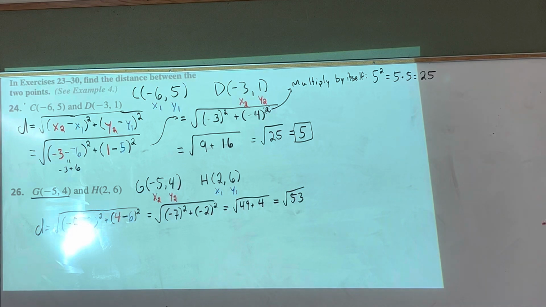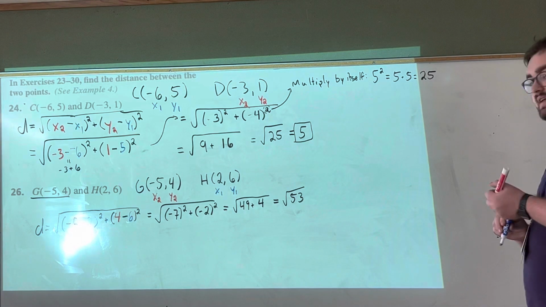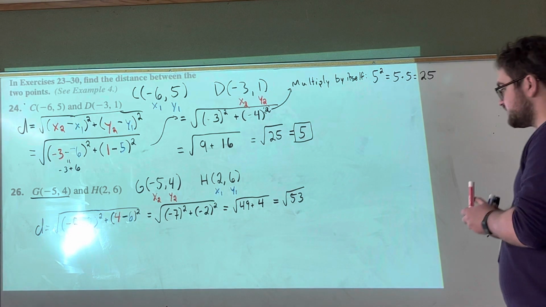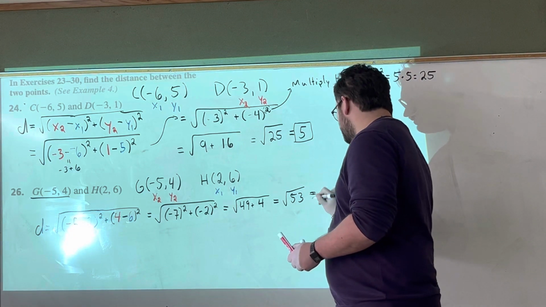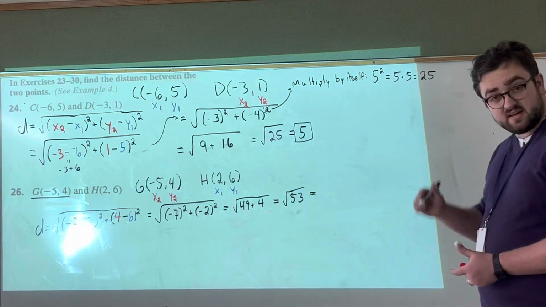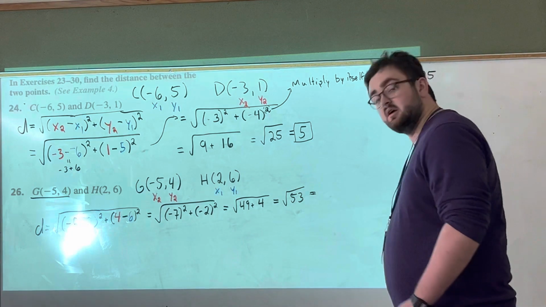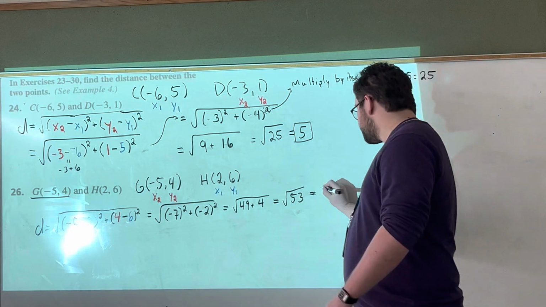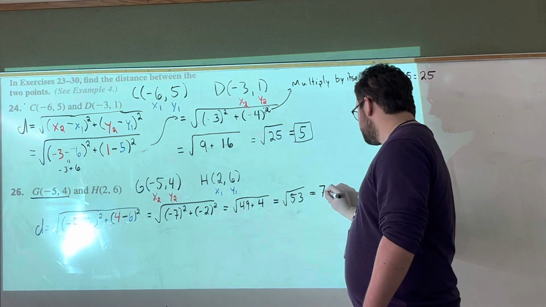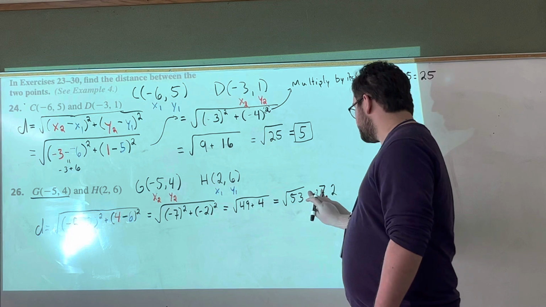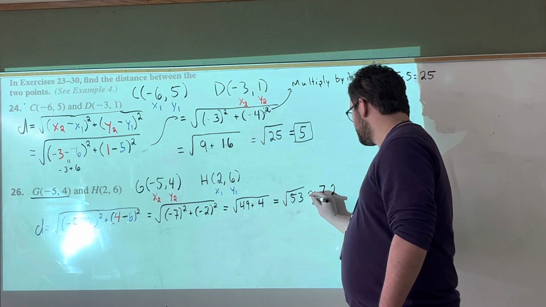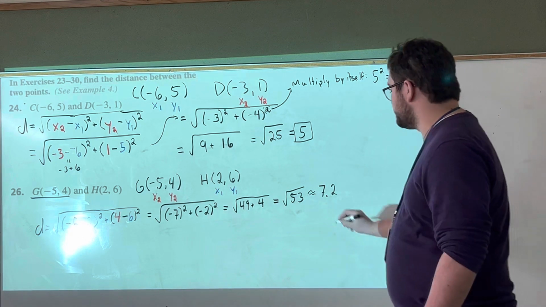This is not a nice number. So you can, in fact, leave your answer like this. Or you can give a decimal. I don't know that decimal off the top of my head, but if I did, I would say it would probably be something like 7.2 or 7.3. We'll call it 7.2. Say that's about 7.2.